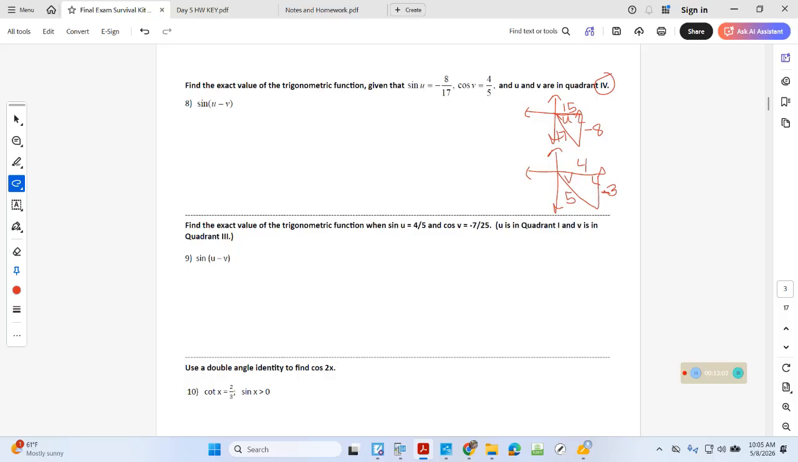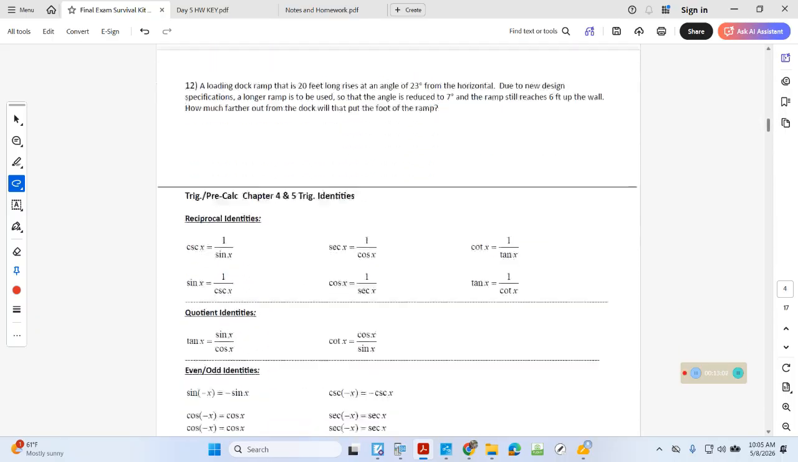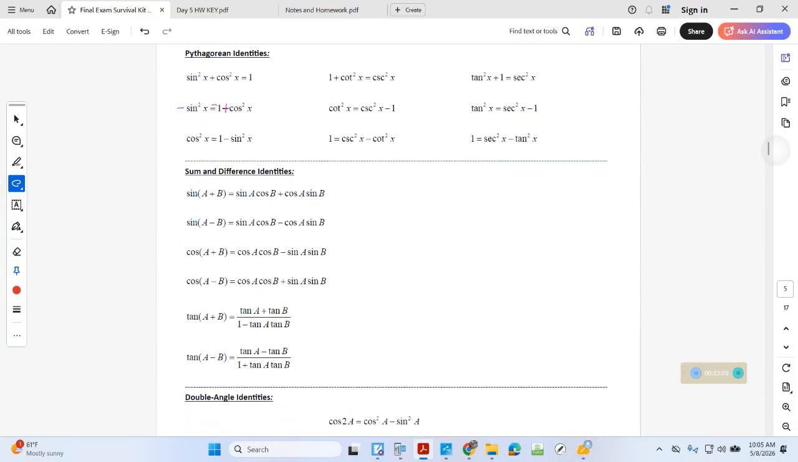Now, to actually get sine of u minus v, I've got to scroll to the identity sheet. So that is the sine, here it is on the back, of a difference. So I'm using this identity here, but I'm going to swap out the a and b's with u and v's. I see you guys writing, so I'm going to leave it up there a minute, just so you don't have to flip back and forth, because I'm so nice to you.